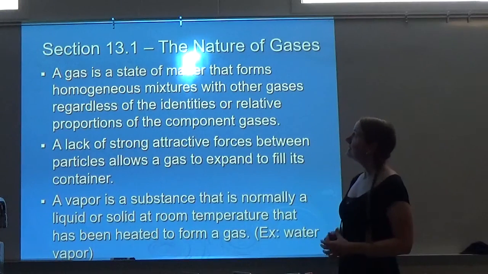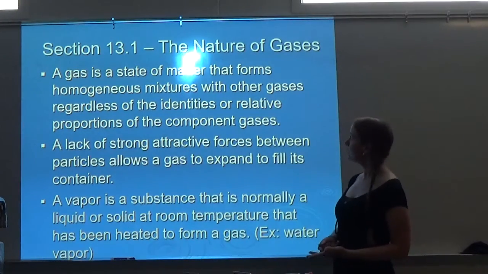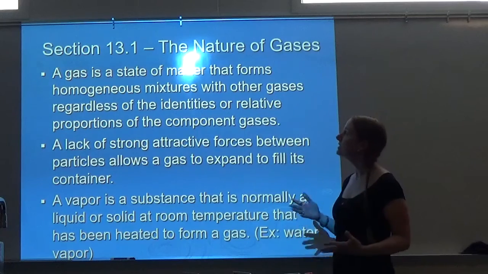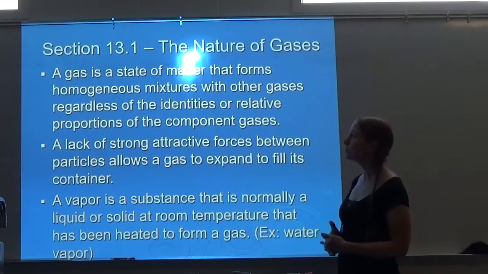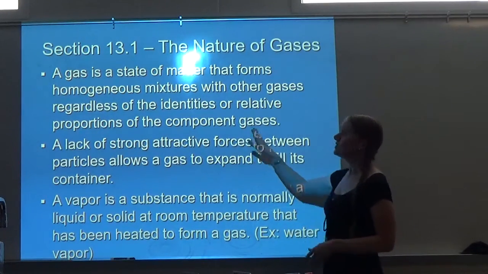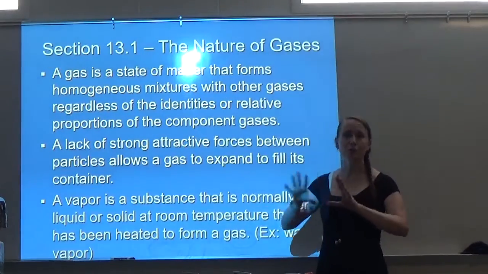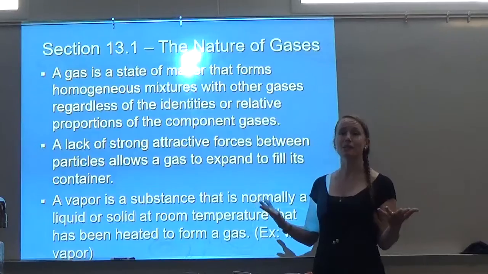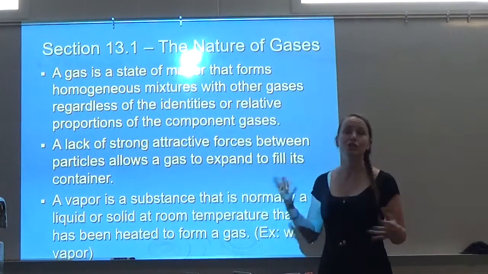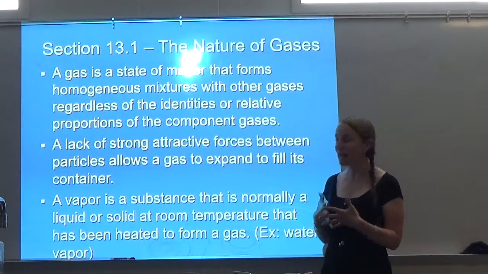A gas is a state of matter that forms homogeneous mixtures with other gases regardless of the identity or relative proportions of the component gases. This is just a really wordy way of saying no matter what ratio you mix them in or what the different gases are, they are going to homogeneously mix together if allowed.